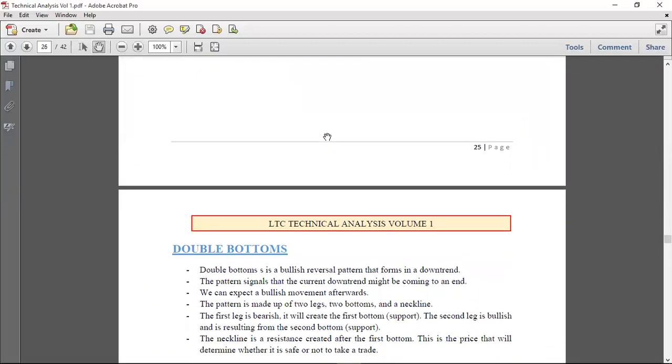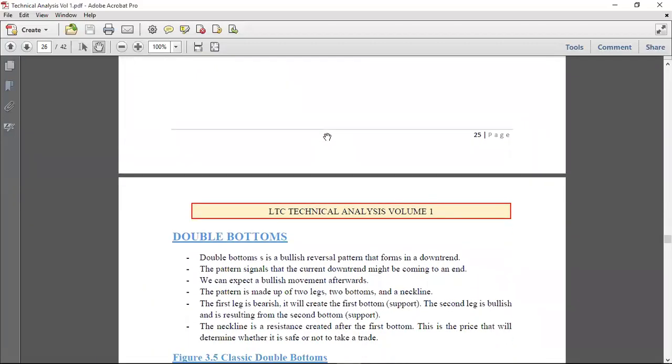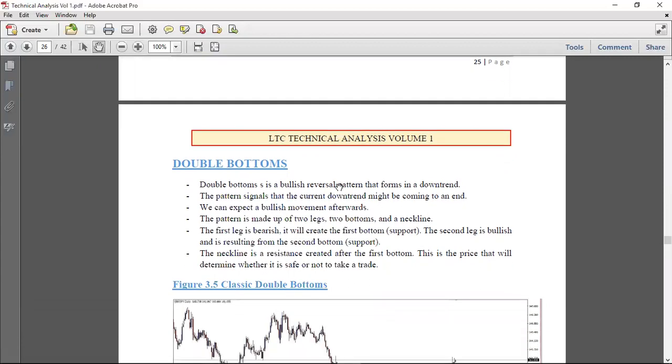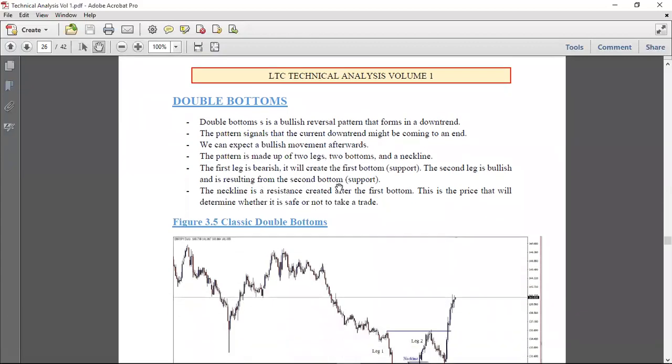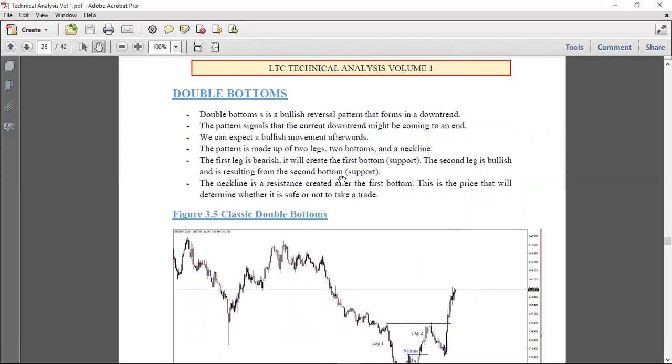Then we look at the double bottom, which is actually an inverse of a double top. I'm just going to go through it, but it is actually an inverse of the double top, and then we look at them on the MT4 platform. A double bottom is a bullish reversal pattern that forms in a downtrend. The pattern signals that the current downtrend might be coming to an end.